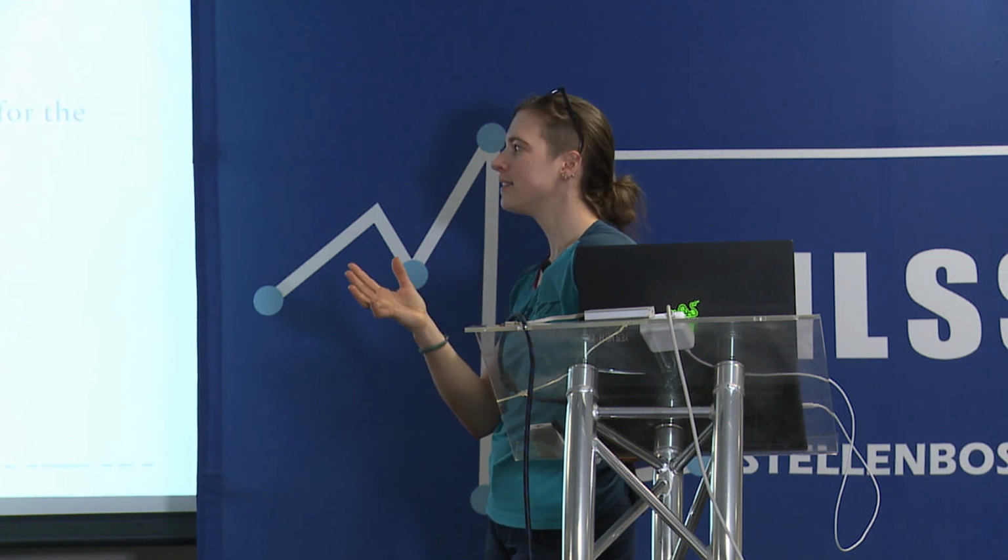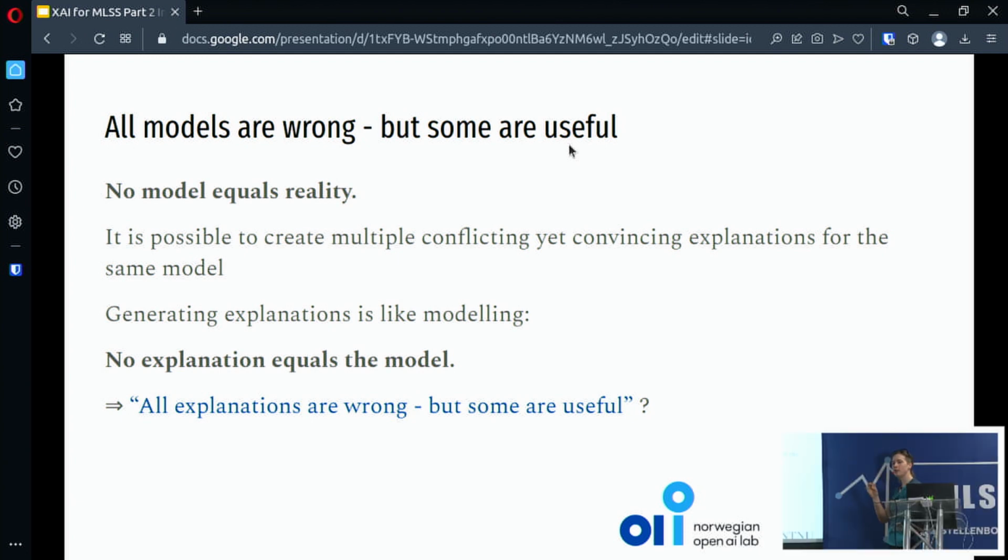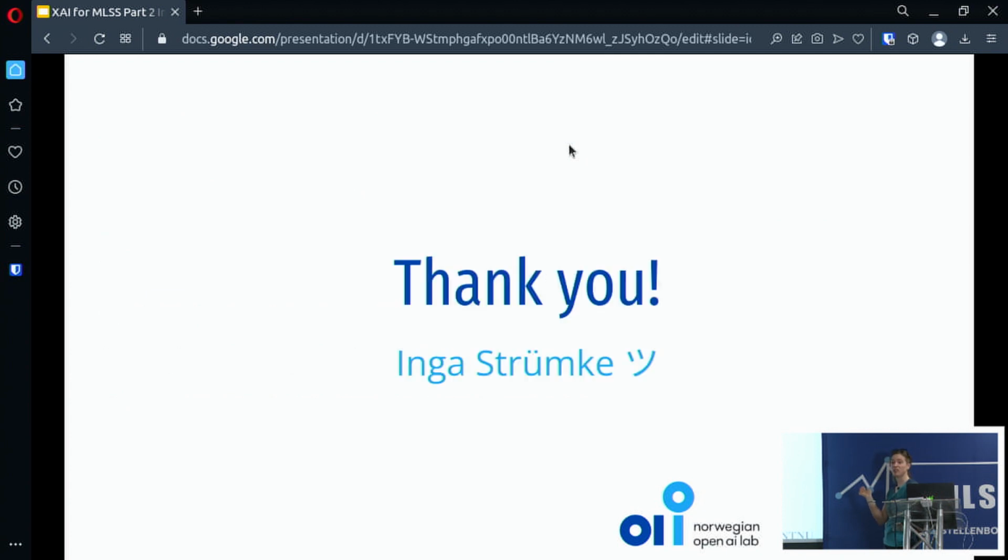Now, my favorite insight from statistics is that all models are wrong, but some are useful. No model completely equals reality, and we all agree on that, that's fine. But I think we should take that insight one step further and realize that no explanation of a model equals the model itself. You always have to leave out some information, and the question is, what information can we leave out, and when? And that's all I had for you, basically.